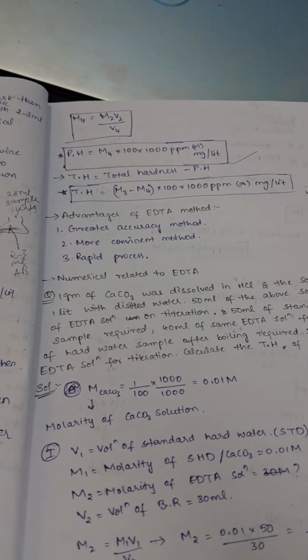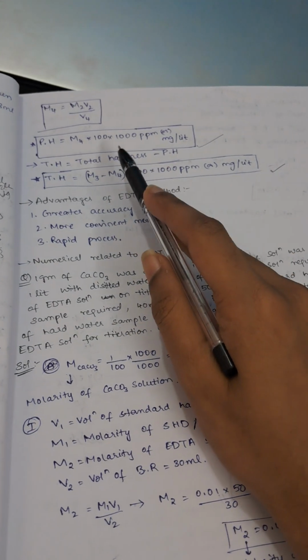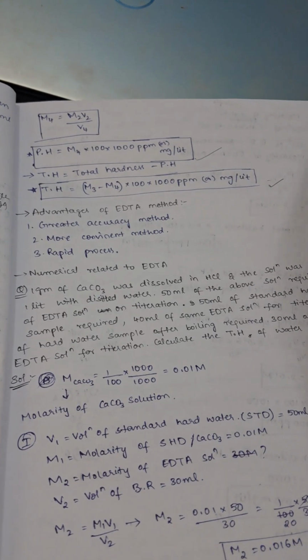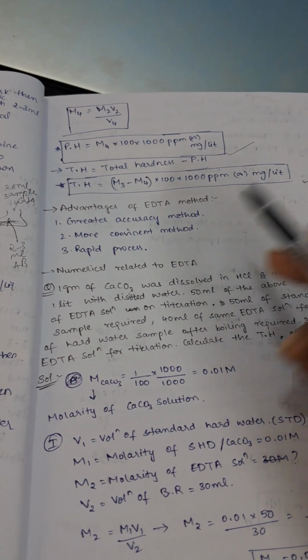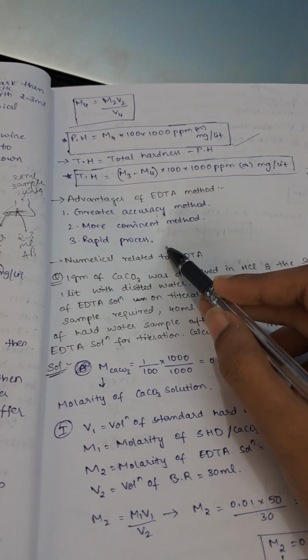Now there are three advantages of the EDTA method. Greater accuracy, means you can get accurate reading, accurate hardness. It is a more convenient method. You don't need advanced equipment. So it is greater accuracy, more convenient, and it is a rapid process.